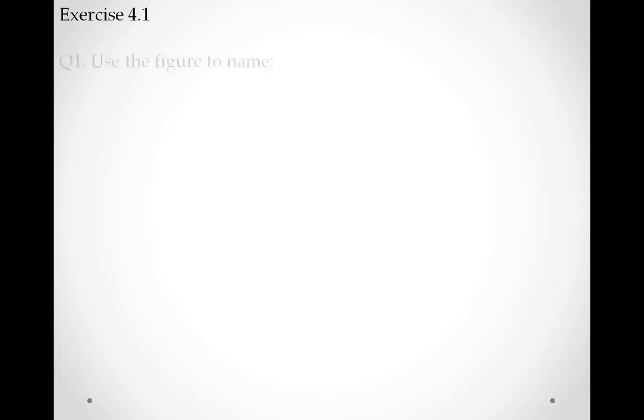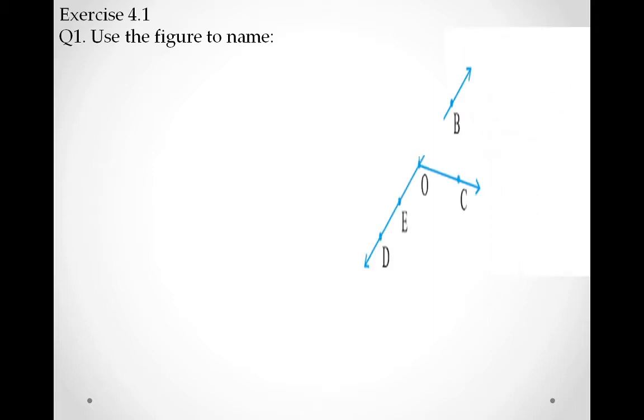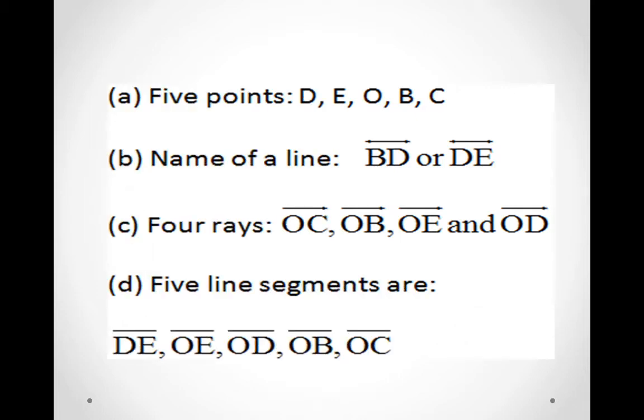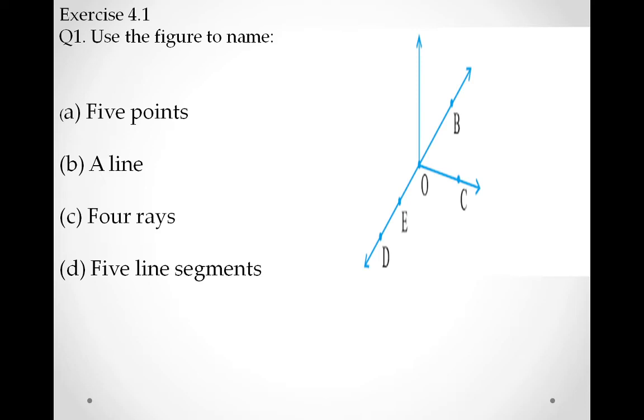Exercise 4.1. The first question is: use the figure to name 5 points, a line, 4 rays and 5 line segments. Look at here, this is the figure. That means you have to name the points, line, rays and line segments. So how can we write the 5 points? Point D, point E, point O, point C and point B.